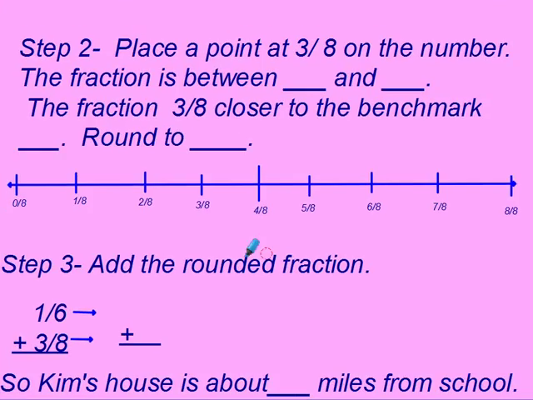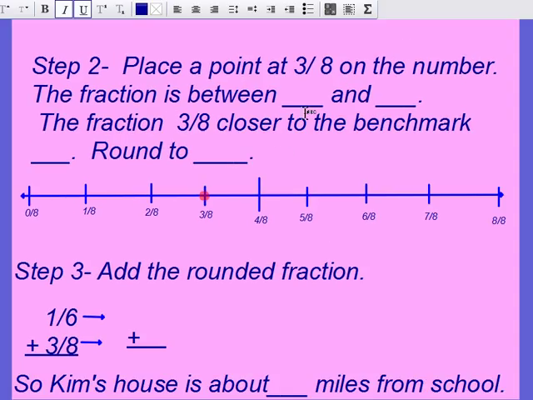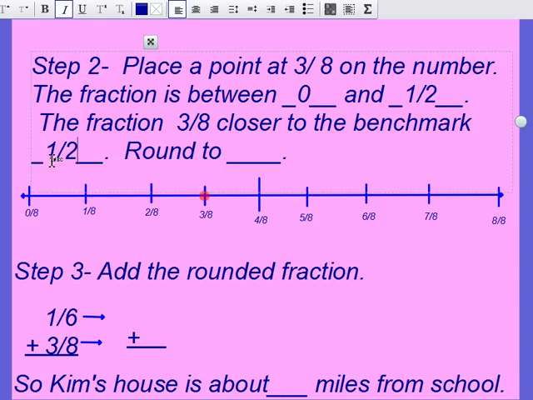So let's place the point at 3/8. The fraction is between, once again, 0 and 1/2. The fraction 3/8 is closer to what benchmark? Well, if I look at it, it's closer to 1/2 because I know 4/8 is the same as 1/2. So I'm going to round it to 1/2.